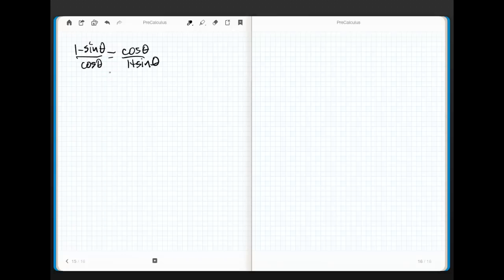Now, here's what I'm going to do. I'm going to commit to a side. They both appear to have the same amount of information, right? They're both telling me the same thing. In other words, I've got a 1 minus sine theta over cos theta, and a cos theta over 1 plus sine theta.